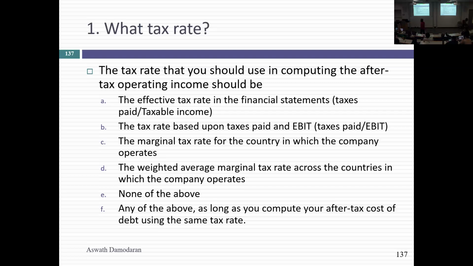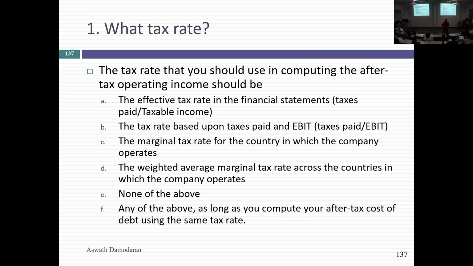Or maybe this would be nice if it were true. You can use any tax rate you want as long as you stay consistent and use it all the way through. If that were true, what tax rate should we use in valuation? What's the easiest tax rate to work with? 0. If all you had to do was be consistent, we would never care about taxes. So clearly that last choice is not there. Really the question is effective or marginal.